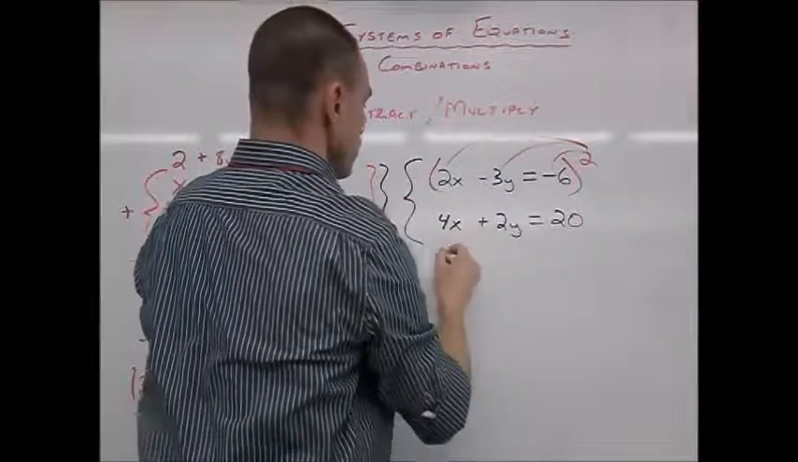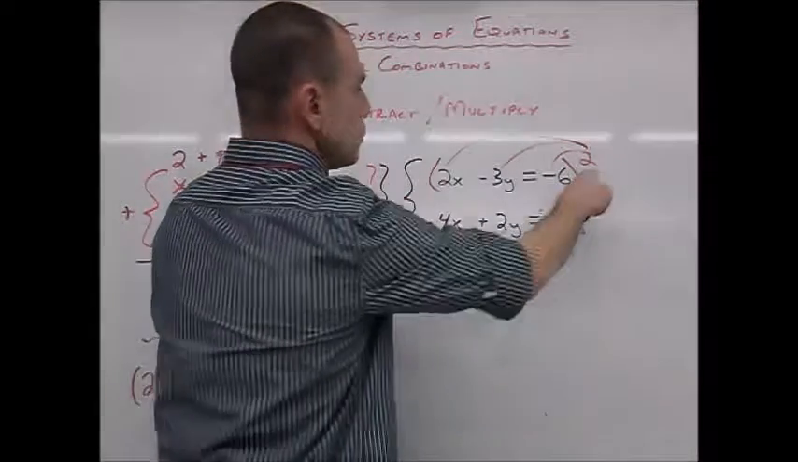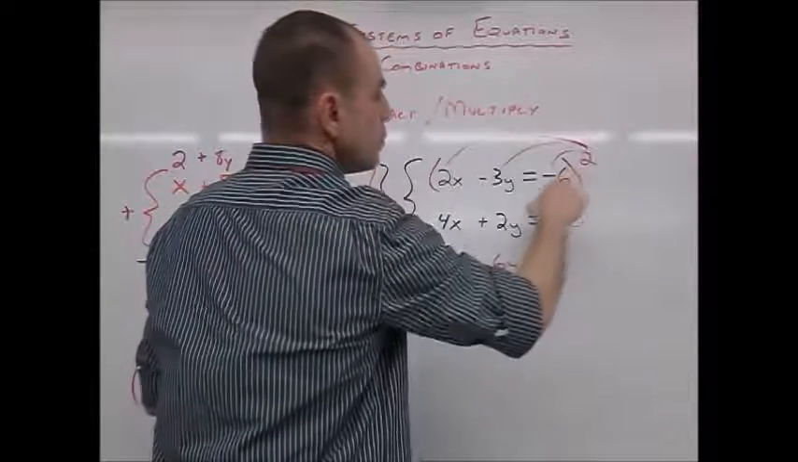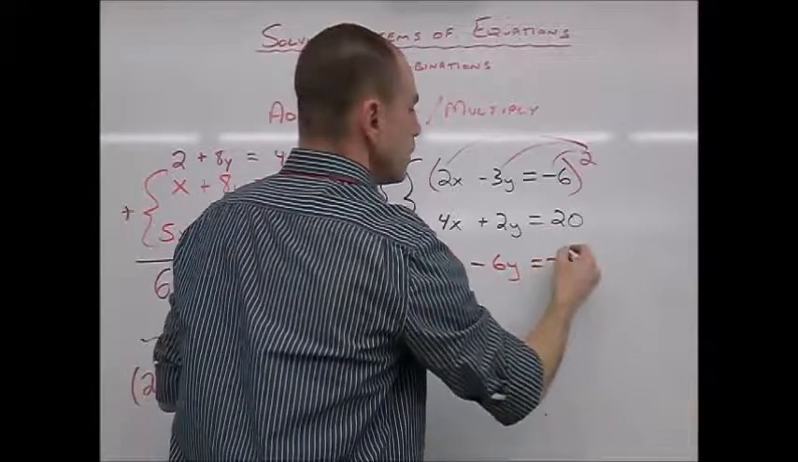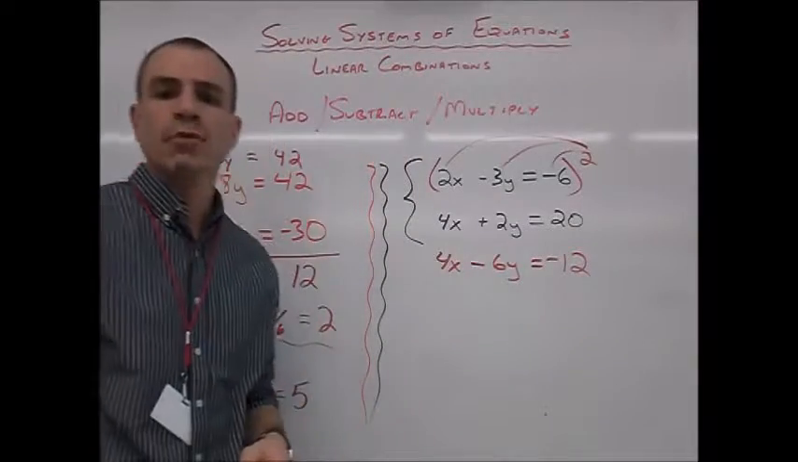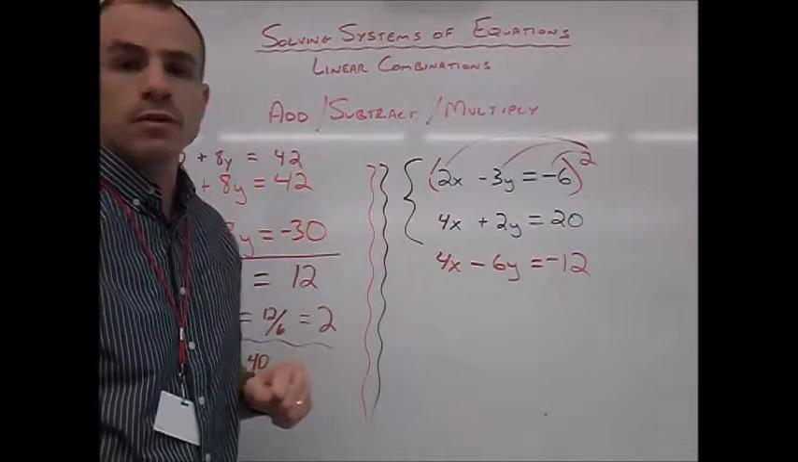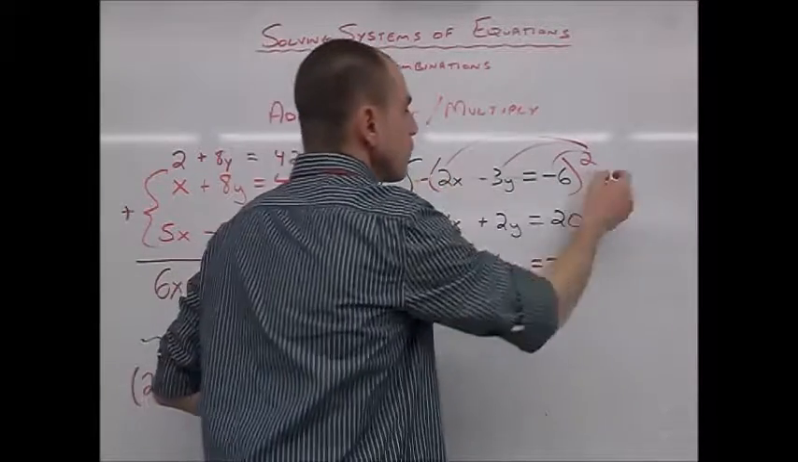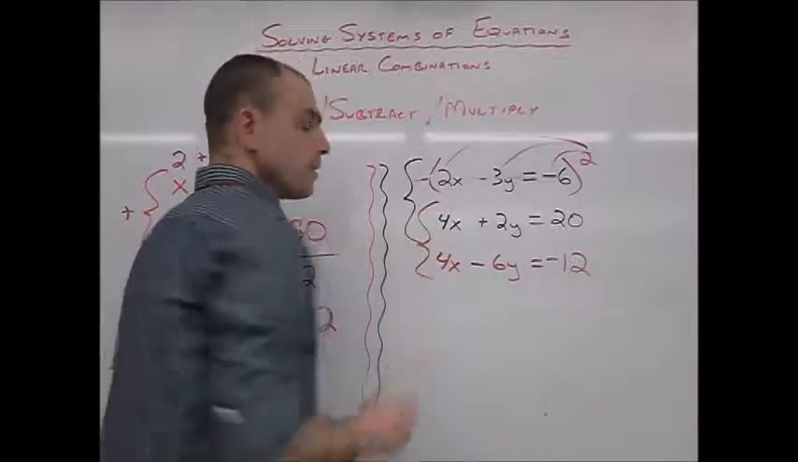2 times 2x is 4x. 2 times negative 3y is negative 6y. 2 times negative 6 is negative 12. We've doubled everything in that top equation. Well, now look at our new system of equations. We're not going to really concern ourselves with this one anymore. Now we're going to focus on that one.